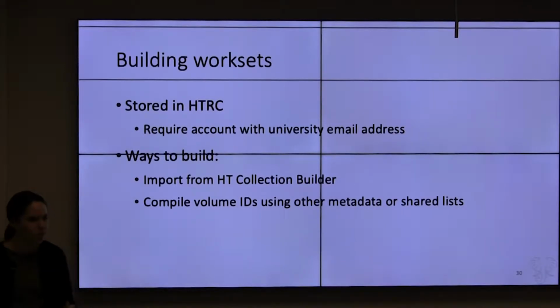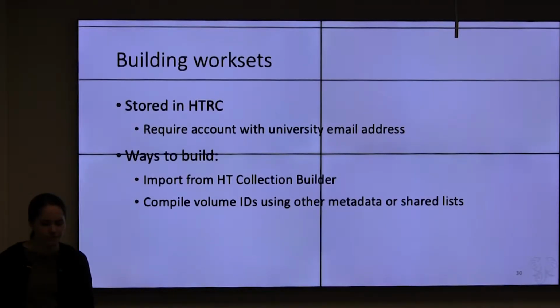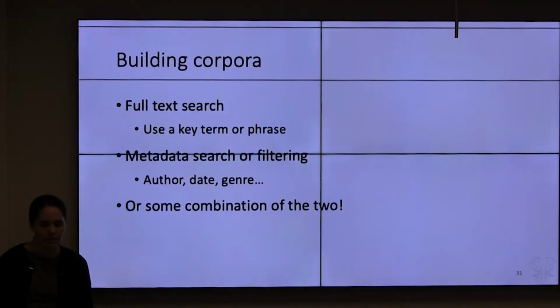So worksets are stored in the HTRC analytics site, where, as you know, you need a university email address to have an account. And there are a couple of different ways that you can build a workset. The first is to create a collection on the HathiTrust site and then import it to the other as a workset. Or if you wanted to do some more programmatic work outside of the interface, you can compile lists of volume IDs using other metadata sources or shared lists.